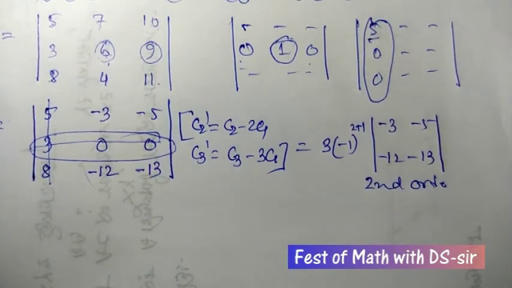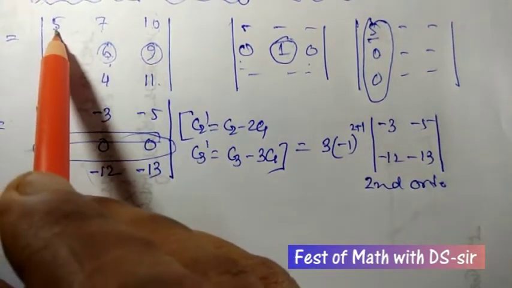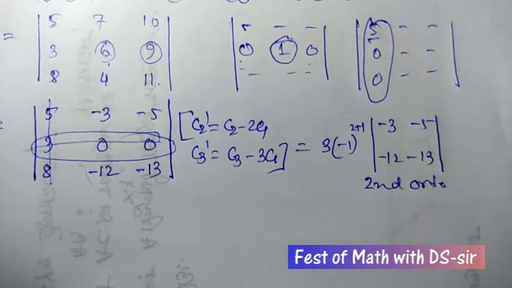So there are plenty of options. You can subtract 2 times this row from this. This will become minus 1, and minus 1 will also serve our purpose. So you can convert any element to plus 1 or minus 1.